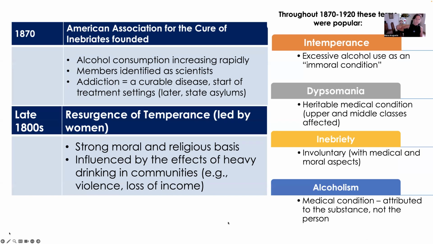Come 1870, a very important group formed. It was called the American Association for the Cure of Inebriates. And you may say, what is an inebriate?